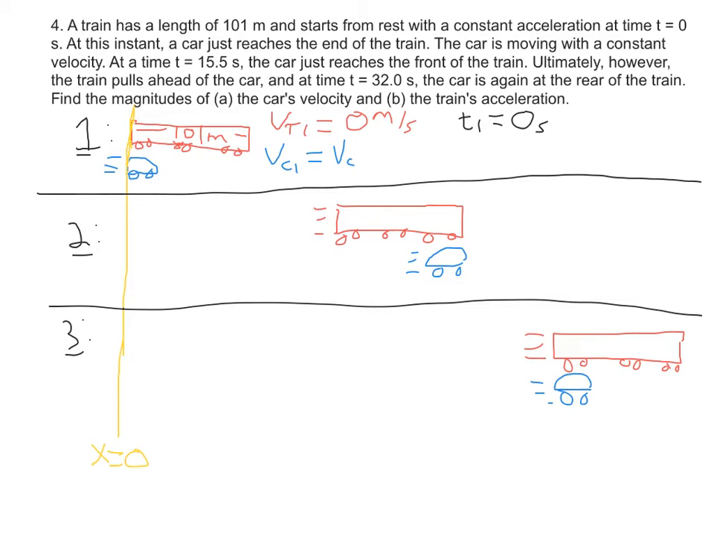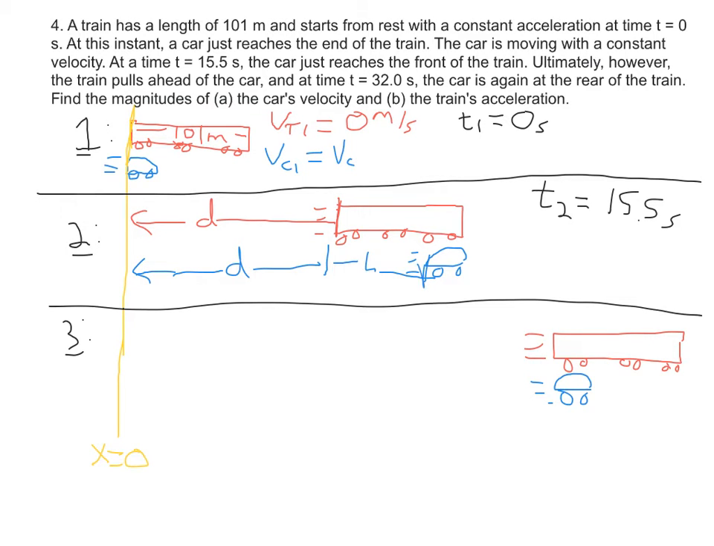So in position 2 we now have a new time, time 2. We are told that 15.5 seconds have transpired. We can observe that the train has covered some distance. I'm going to call the distance d here. And we can observe that the car has gone the distance d plus the distance l, which is the length of the train.